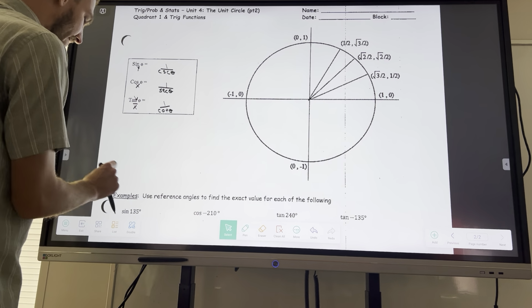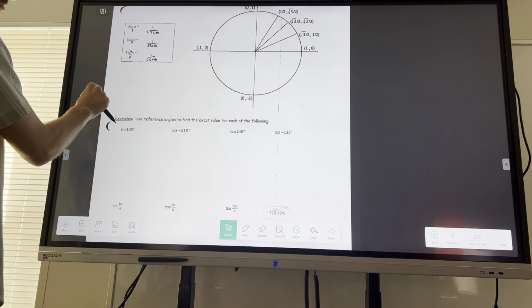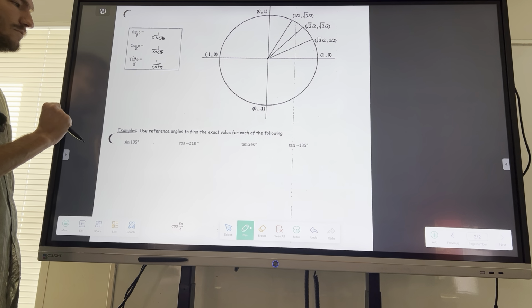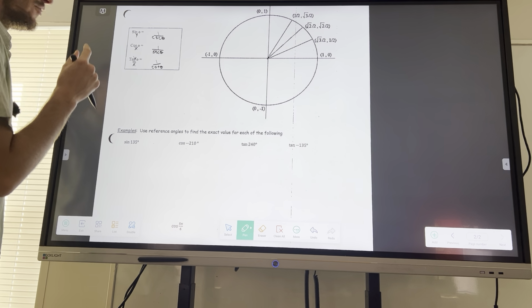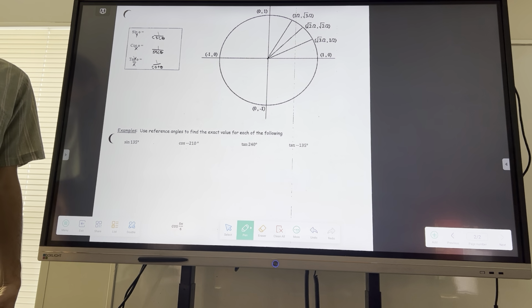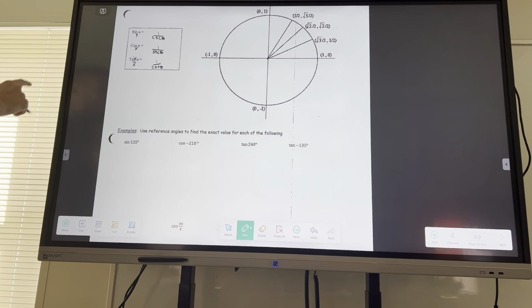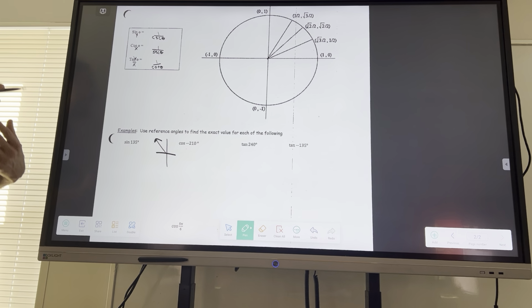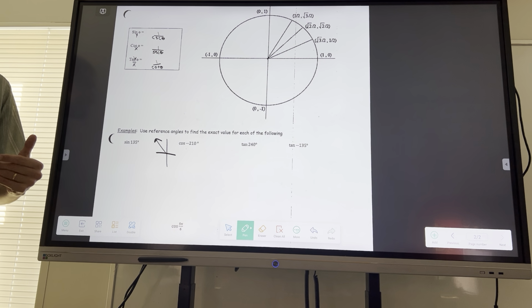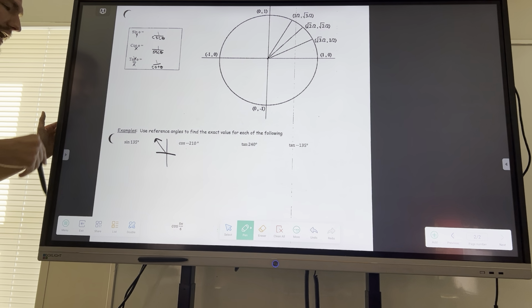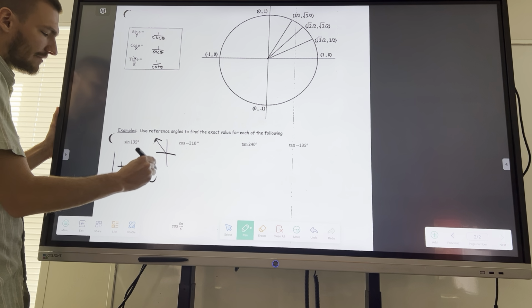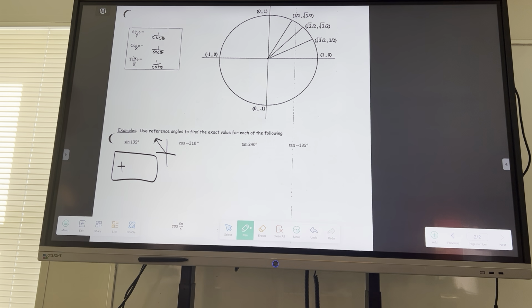So find the exact value of sine of 135. Sine of 135 is in the second quadrant. That's pretty easy for me to understand. It's over here in this second quadrant. Is sine positive or negative in that quadrant? Positive. This is where the y values are positive, so we know it's going to be positive. And now we just need that fraction.